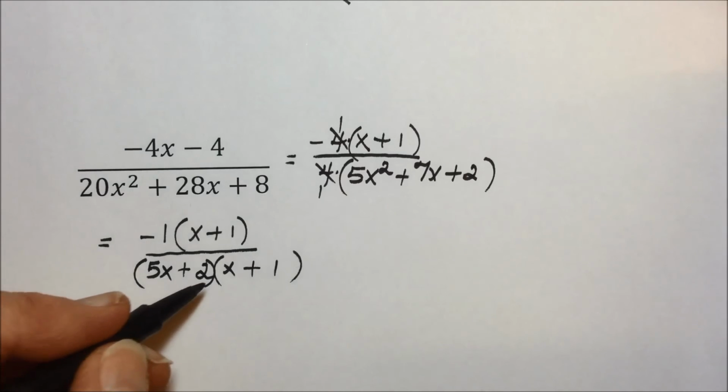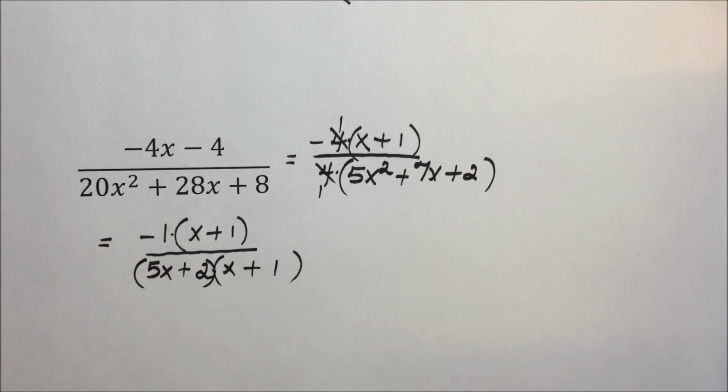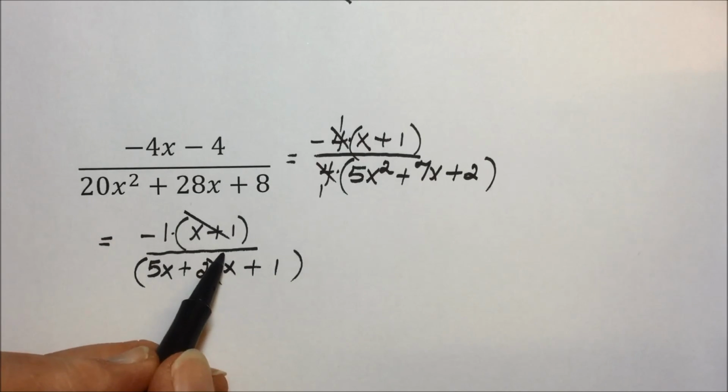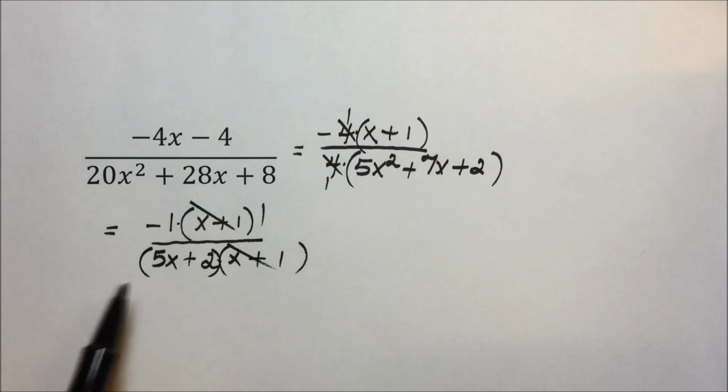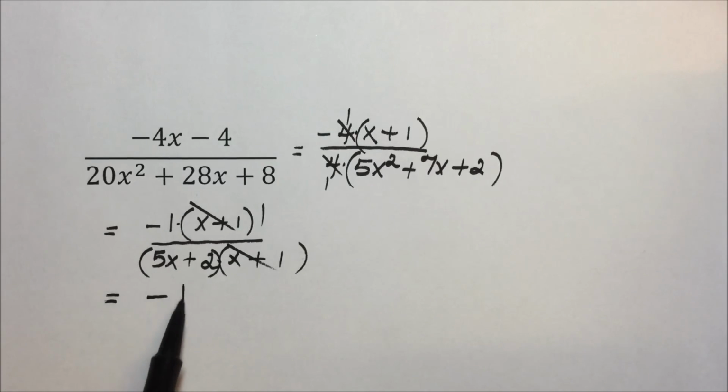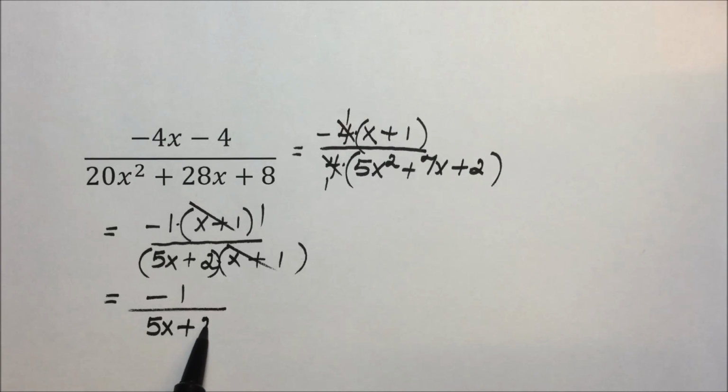Now looking, again, we have more factors, and we have in the numerator and the denominator an x plus 1 over an x plus 1, which cancels out. So our final answer leaves us with a -1 in the numerator and this binomial 5x plus 2 for the simplified form.